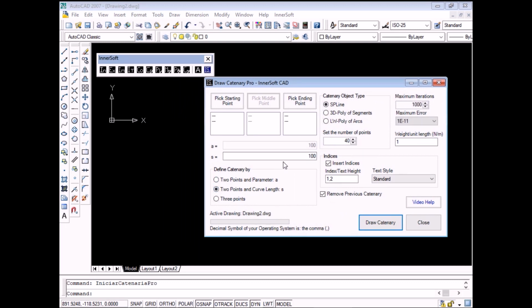On this occasion, we define the catenary by 2 points, and the length of the catenary.